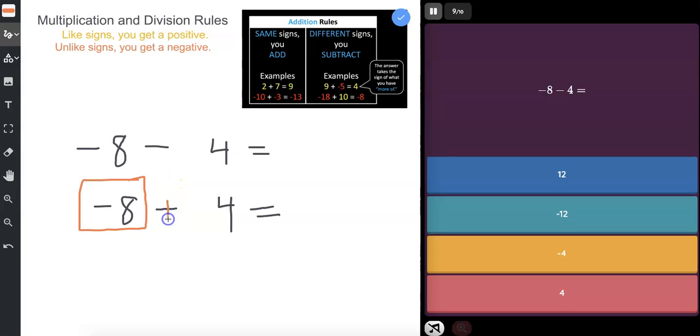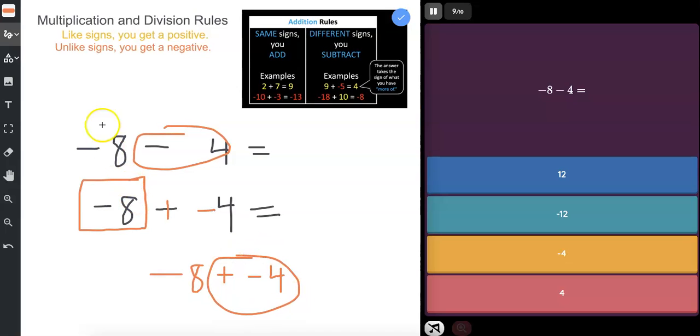Don't just make one change. A lot of people just make the first change. You have to also make the second change. So negative 8 minus 4 is the same as negative 8 plus a negative 4. So subtracting 4 is the same as adding a negative 4. Now that this is an addition problem, look at the 2 numbers. We have 2 negative numbers. So signs are the same, so we add. A negative 8 plus a negative 4 gives us negative 12.